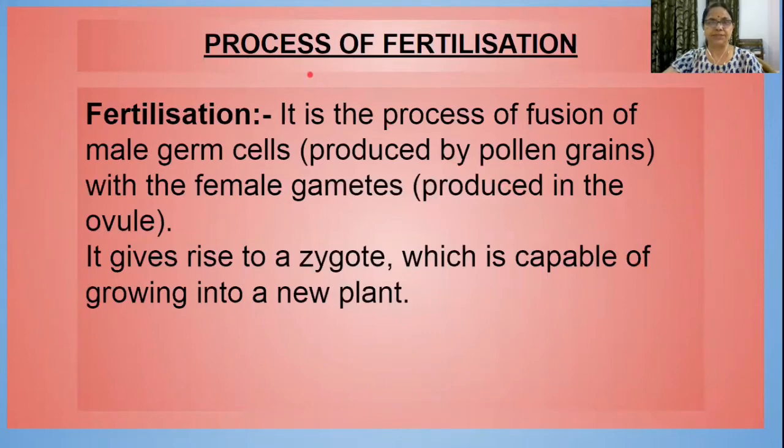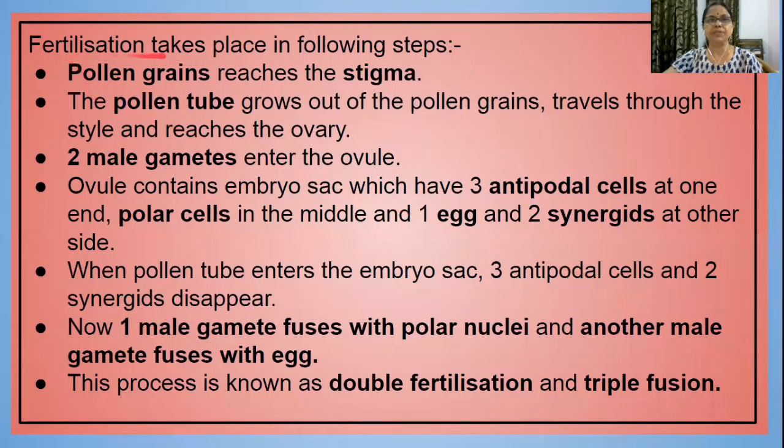Process of fertilization. Fertilization means the fusion of the male gamete and the female gamete, and the resultant is the zygote, which develops into a new plant. The process of fertilization takes place in these steps. First of all, the pollen grain reaches the stigma, then a pollen tube develops, which carries the male germ cells and reaches the ovary. 2 male gametes then enter the ovule.